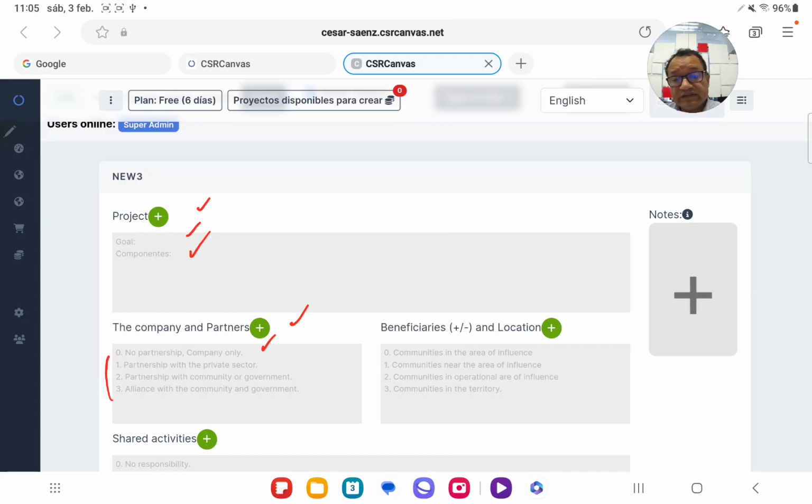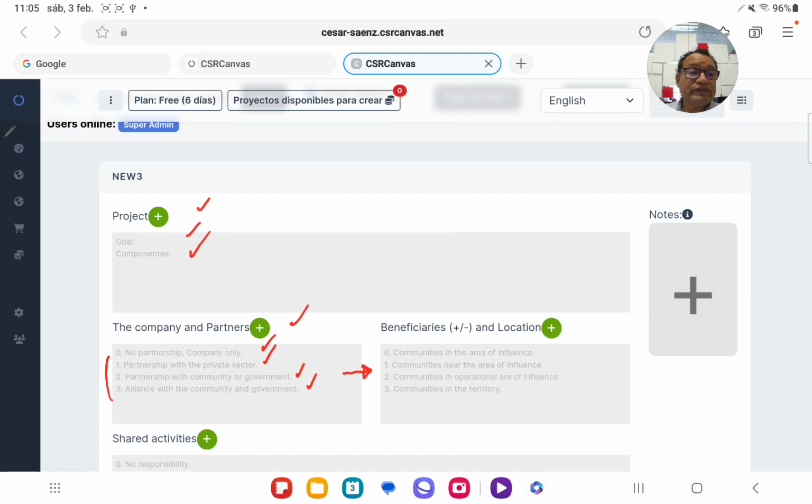A better option is the company has a partnership with the private sector. But better is the next one, a partnership with the community or government. But much better is the last one, an alliance with the community and the government. Here there are 3 partners that work together to benefit the community.